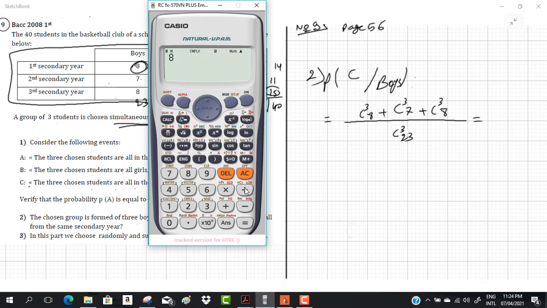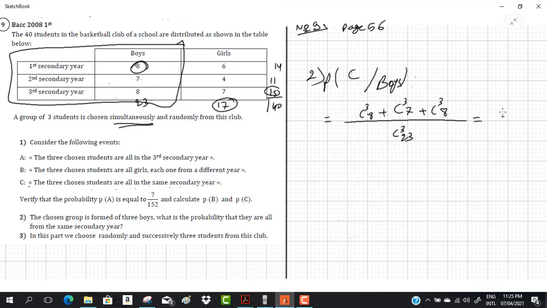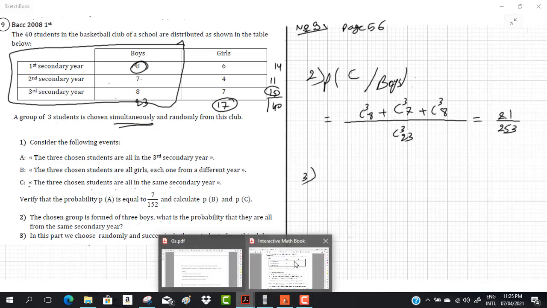8 C3 plus 7 C3 plus 8 C3 divided by 23 C3, and the answer is 21 over 253. This is part 2. Now part 3.